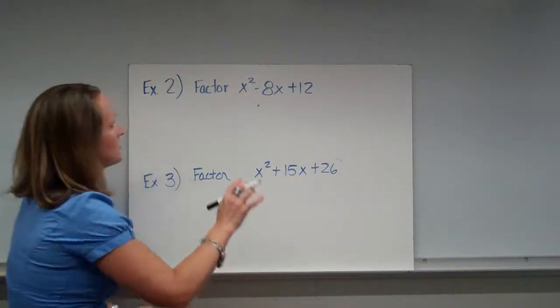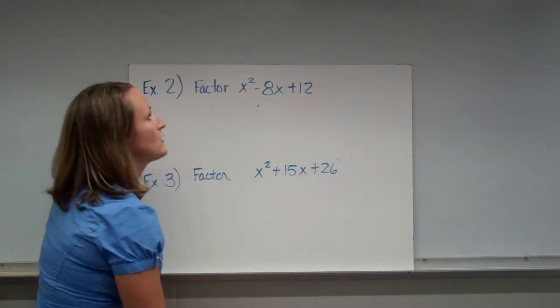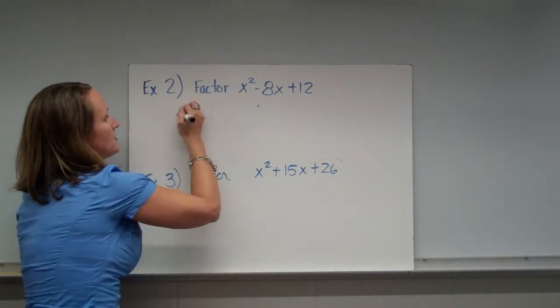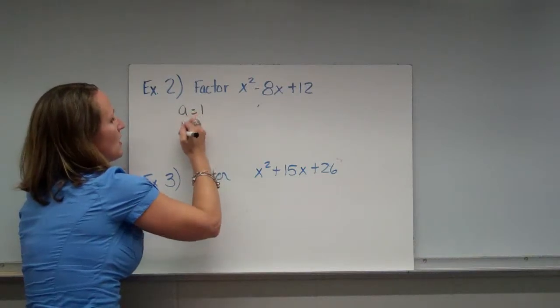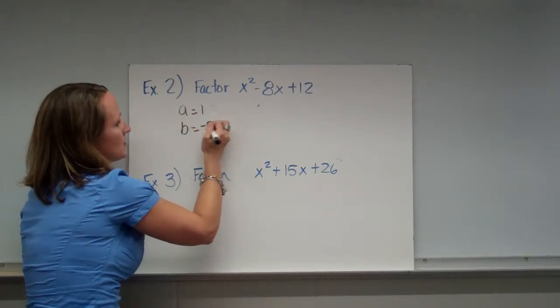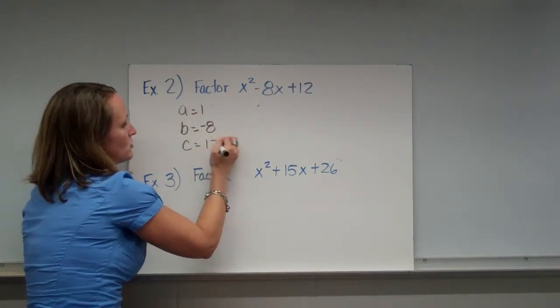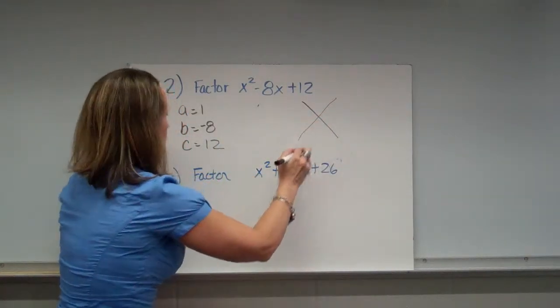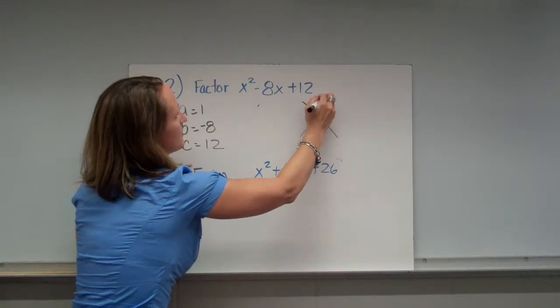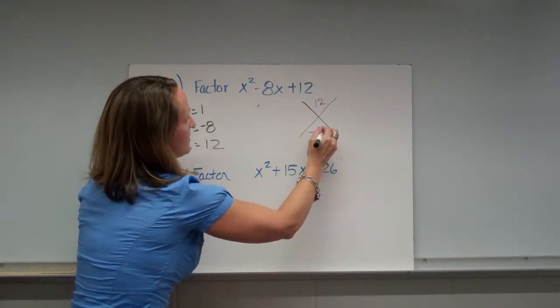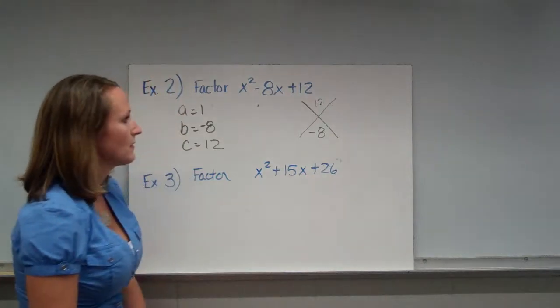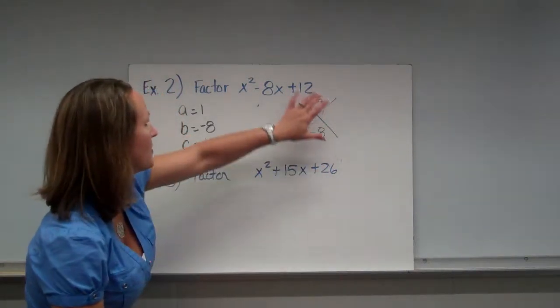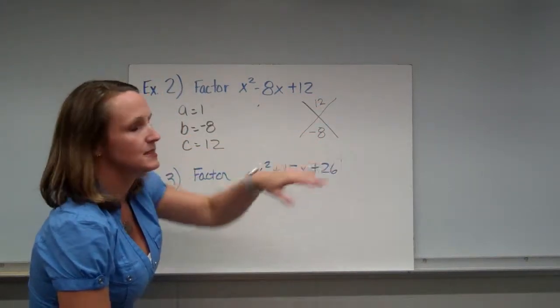Okay, so here we want to factor x squared minus 8x plus 12. So again, our A value is 1, our B value is negative 8, and our C value is 12. We're going to make our x. Here I'm going to put 12. Here I want to put negative 8.